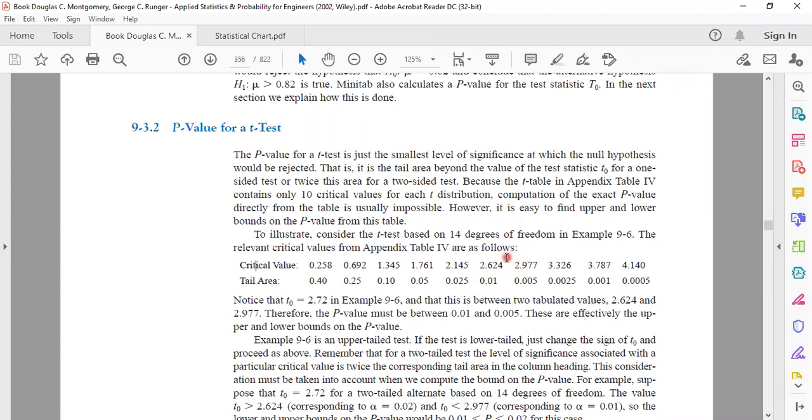So that means 2.624, this t value corresponds to the level of significance 0.01. 2.977 corresponds to the level of significance 0.005. So your value 2.72, at which the null hypothesis got rejected, falling between them means somewhere between these two levels of significance, your p value is there. So therefore the p value must be between 0.01 and 0.005. 0.005 will be the lower limit, 0.01 will be the upper limit.